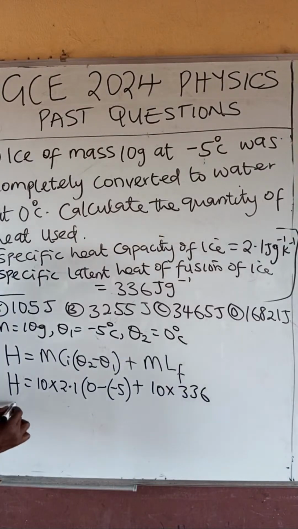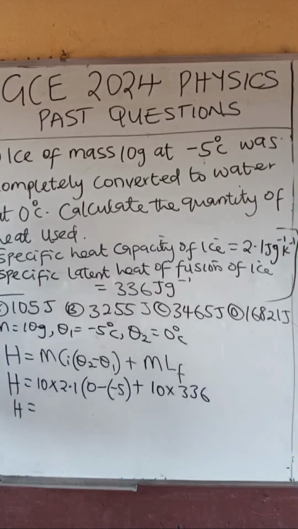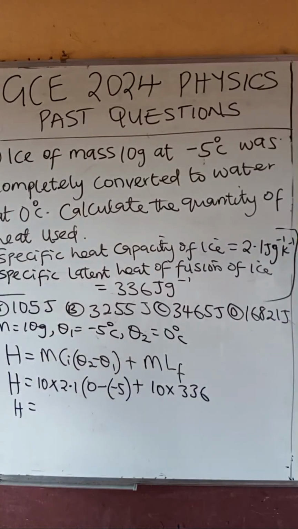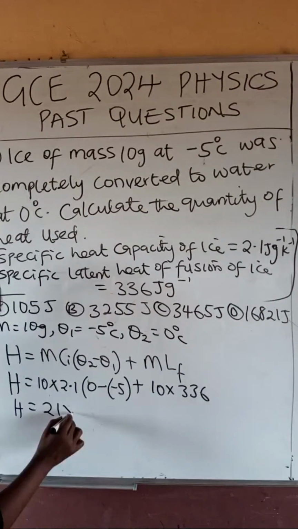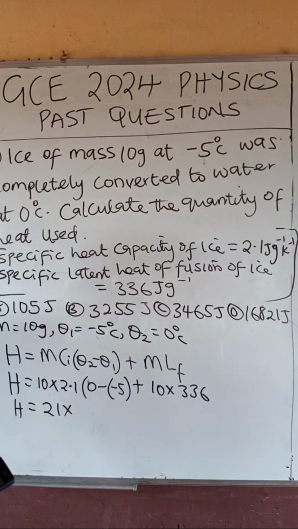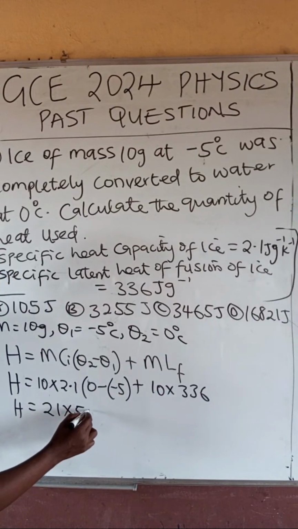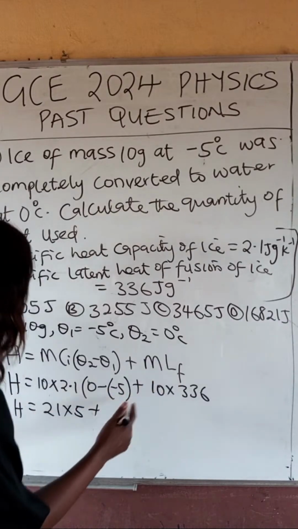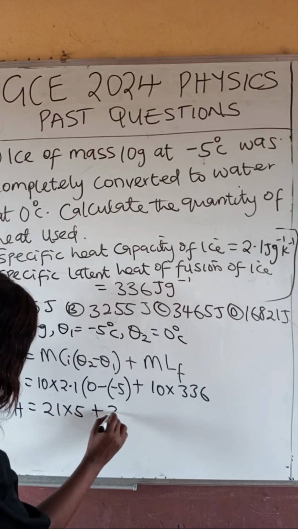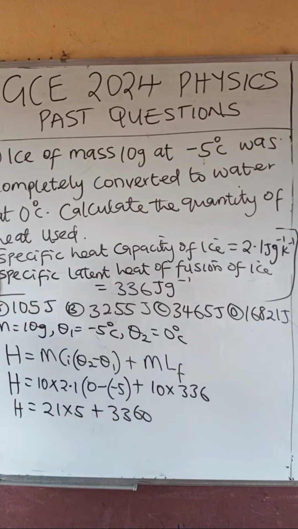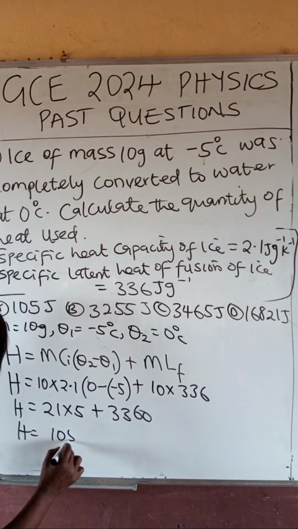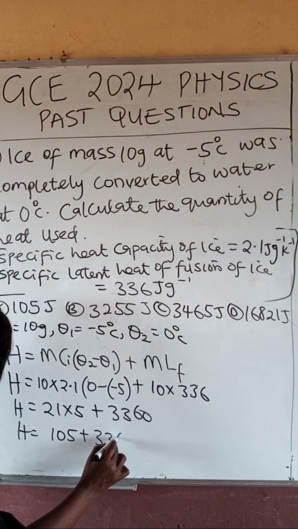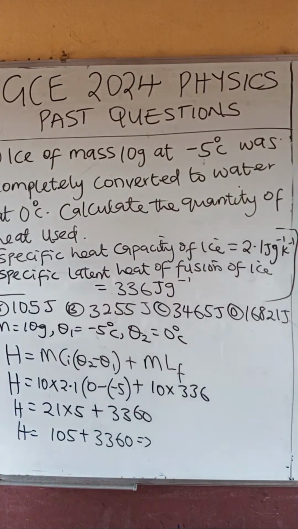So work it out. You say H is equal to, when you multiply, what do you have? I think we have 21. 2.1 times 10, times minus is what? Plus. So we now multiply by what? 5 plus, you multiply this, we have 3360. Okay, so let's go. 21 times 5, I have 105 plus 3360. Okay, and I'll add it.